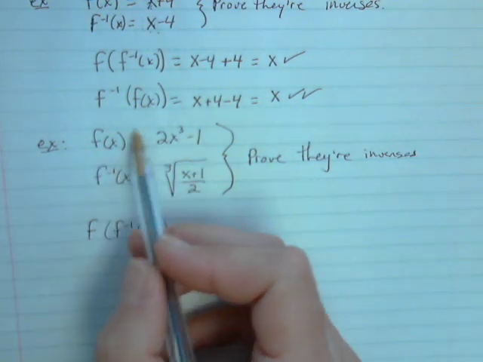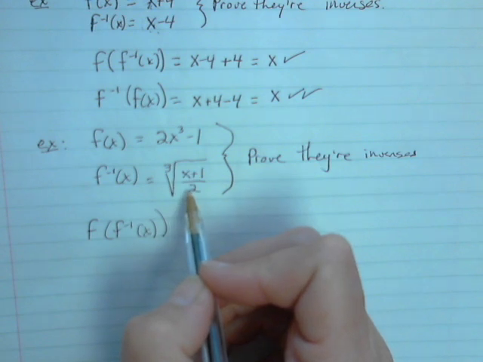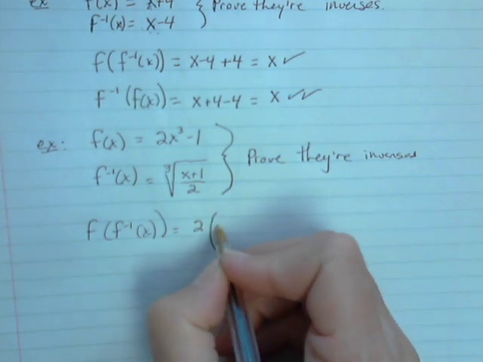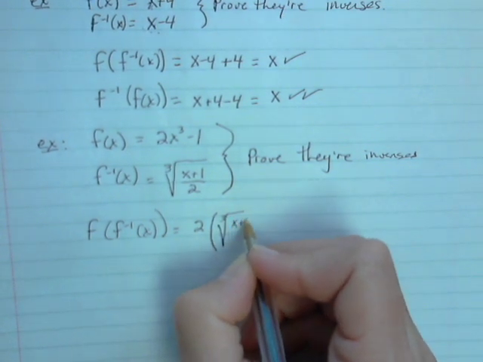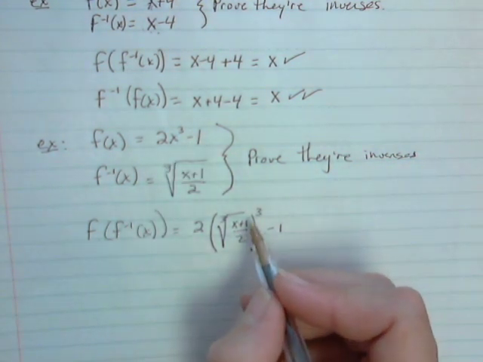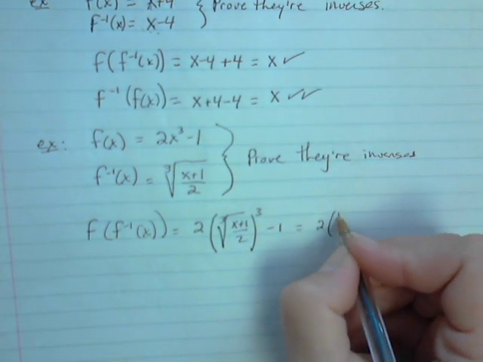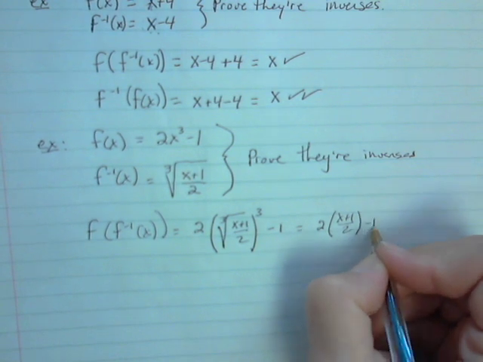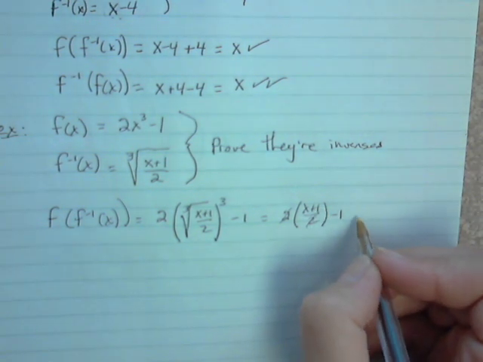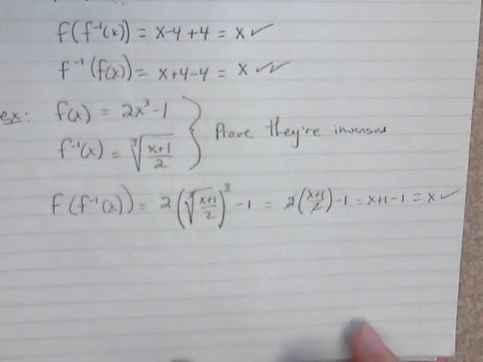So we take the outer function f of x, and we substitute in for this x value the cubed root of (x + 1) over 2. So that'll be 2 times the cubed root of (x + 1) over 2, to the third power, minus 1. If you cube a cubed root, it gets rid of the radical, and you're left with 2 times (x + 1) over 2 minus 1. And these 2's will cancel out, and you're left with x + 1 - 1, which is equal to x. So there's the first half of the proof.